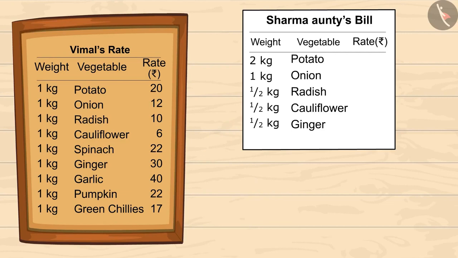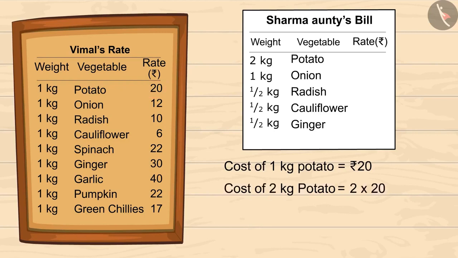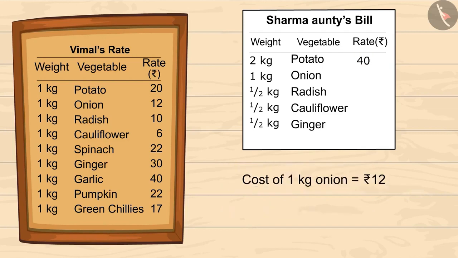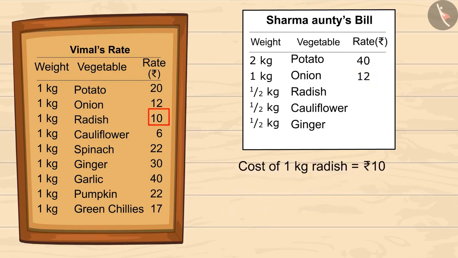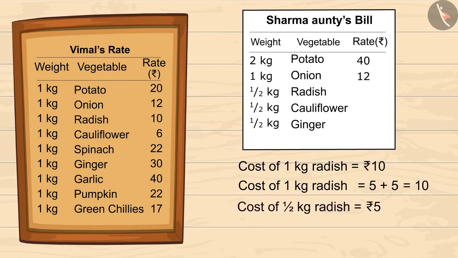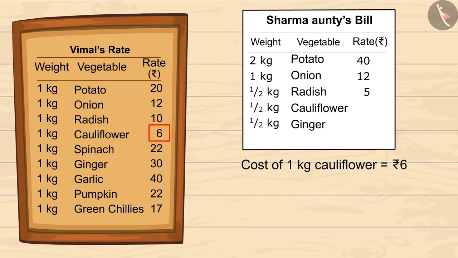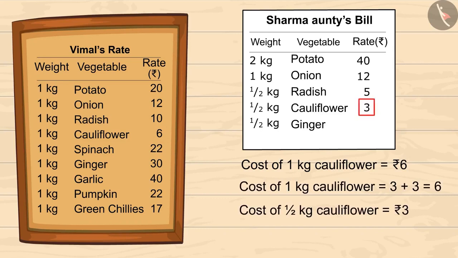According to Vimal's list, 1 kg of potato cost rupees 20. So, 2 kgs will cost 2 multiplied by 20 means 40. 1 kg onion is 12 rupees. 1 kg radish is 10. So, it is half of it. On adding 5 up to 2 times gives us 10. So, cost of half a kg radish is 5 rupees. Similarly, if 1 kg cauliflower costs 6 rupees, half of it will cost 3 rupees.